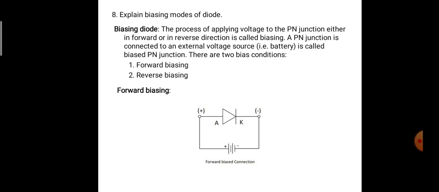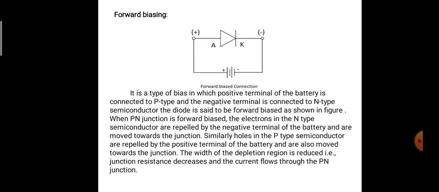Now we are discussing forward biasing. Figure shows the diagram of forward biased connection. It is a type of bias in which the positive terminal of the battery is connected to p-type and the negative terminal is connected to n-type semiconductor. The diode is said to be forward biased as shown in figure.